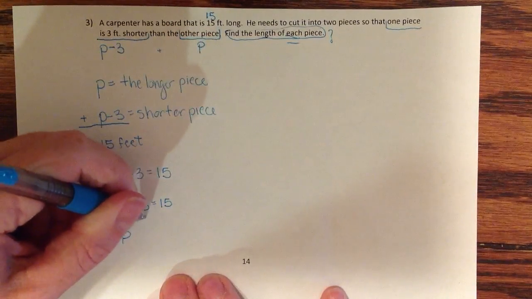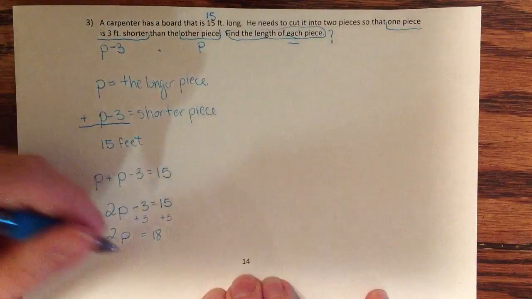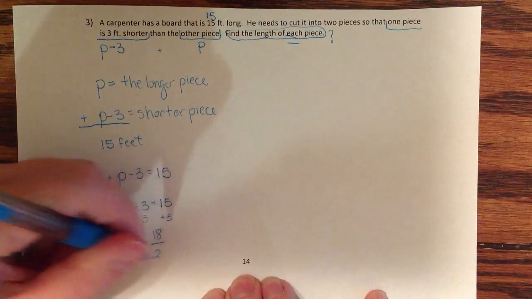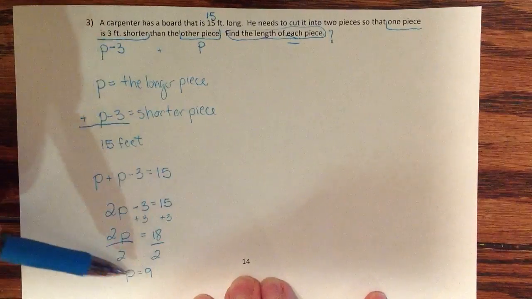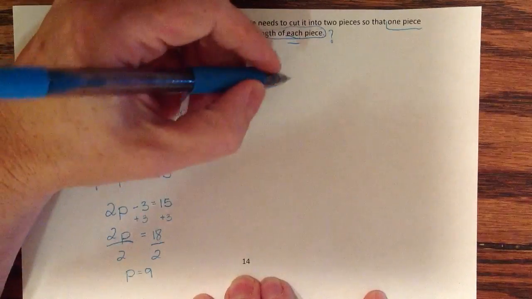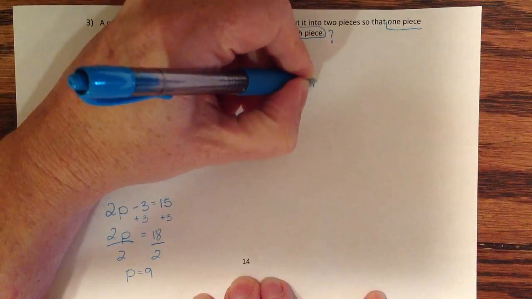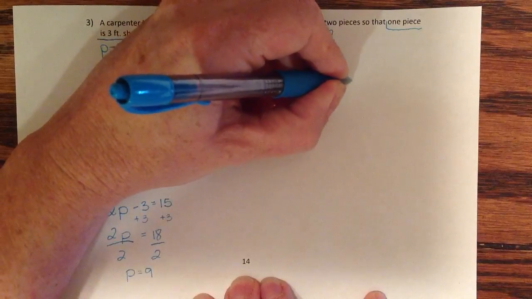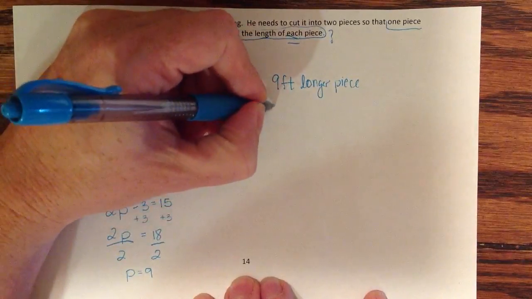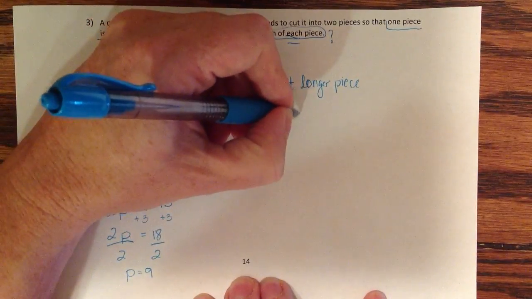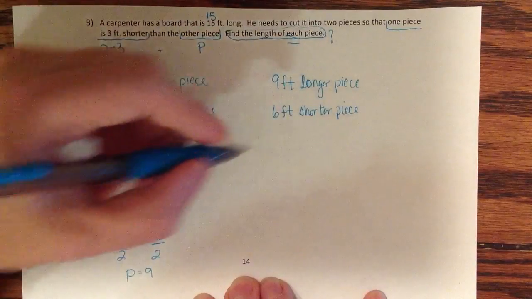I'll add 3 to both sides to get 2p equals 18. And then divide both sides by 2 to get p equals 9. Okay? Then I come back up to my definition again, and remember that 9 was standing for the longer piece. So 9 feet is my measurement of the longer piece. And the shorter piece is 3 feet shorter than that. That would make the shorter piece 6 feet, the length of the shorter piece.